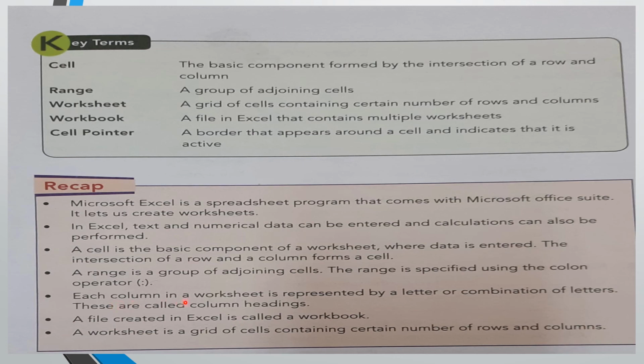Each column in a worksheet is represented by a letter or combination of letters. These are called column headings. A file created in Excel is called a workbook. Last one, a worksheet is a grid of cells containing certain number of rows and columns.